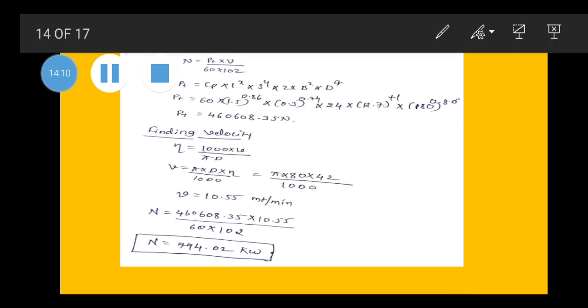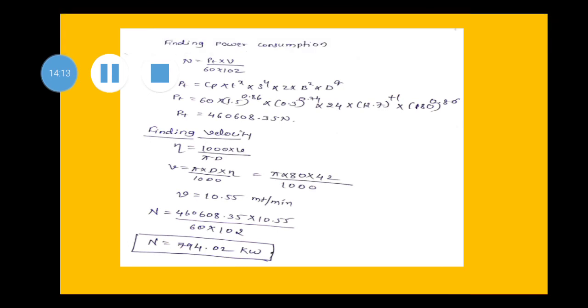First, finding the power consumption. N is equal to Pt into V divided by 60 into 102. Pt is equal to Cp into T raised to x into S raised to y into Z into B into D raised to q. Pt is equal to 60 into 1.5 raised to 0.86 into 0.3 raised to 0.74 into 24 into 12.7 raised to 1 into 80 raised to 0.86. Here Pt is equal to 460,608.35 Newton.